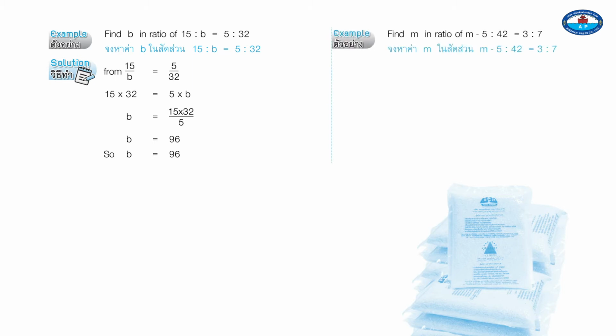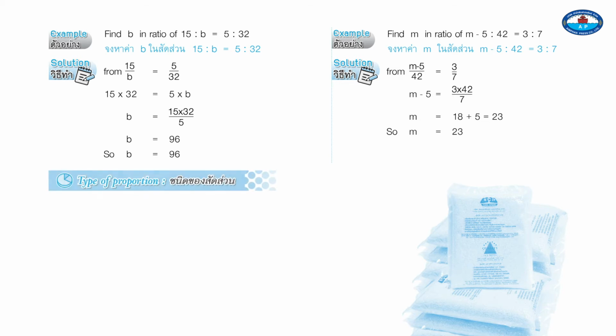Example, find M in ratio of M minus 5:42 equals 3:7. Solution, from M minus 5 over 42 equals 3/7, M minus 5 equals 3 times 42 over 7. M equals 18 plus 5 equals 23. So M equals 23.